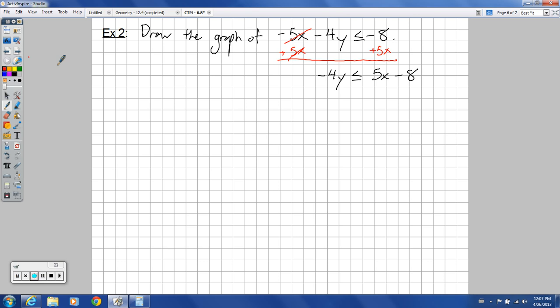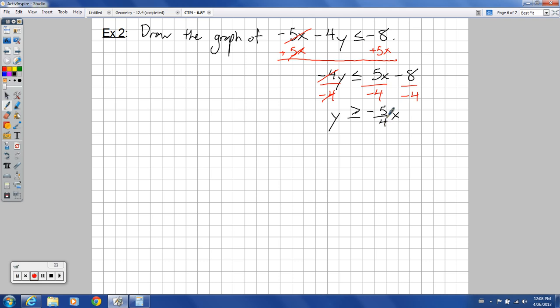From there, divide by negative 4. If you divide one thing by negative 4, you got to do that to everything. And so the negative 4's will cancel. I'm left with y. But notice I divided by a negative. Remember what we do to the sign then. We have to flip this sign. So we have greater than or equal to now negative 5/4 x.